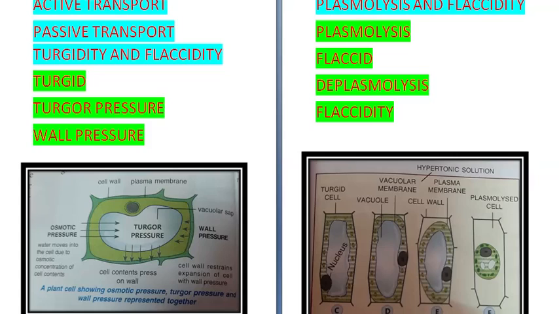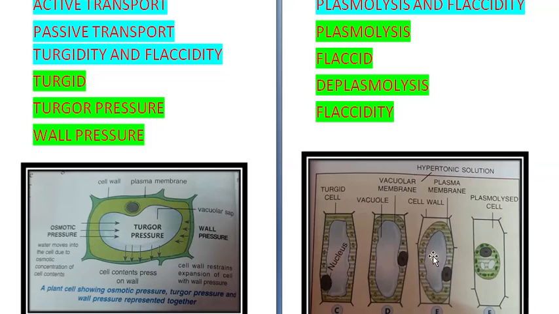Now if instead of fresh water the same cell is kept in 5% salt solution for a few minutes, what will happen? It will lose its distended appearance and it will shrink. Plasma membrane will withdraw from the cell.